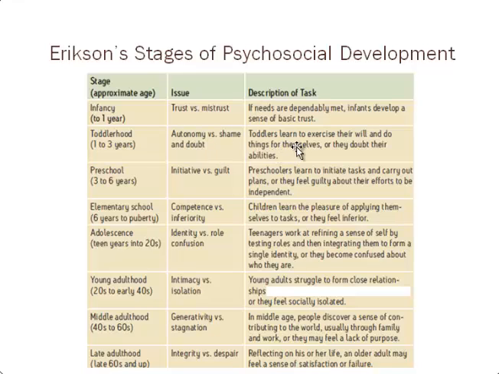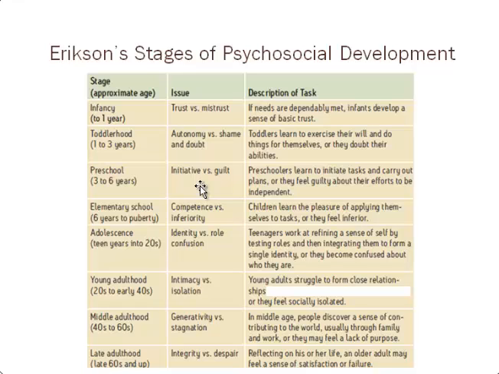Toddlerhood, very young childhood, is autonomy versus shame and doubt. Toddlers learn to try to do things for themselves, or they doubt their abilities. Obviously, you want toddlers to get a certain level of self-confidence. As they do different things, and see what works for them and what doesn't, they gain a little bit of decision-making power. These dichotomies, trust versus mistrust, autonomy versus shame and doubt, are all based on the results of their little experimentation.